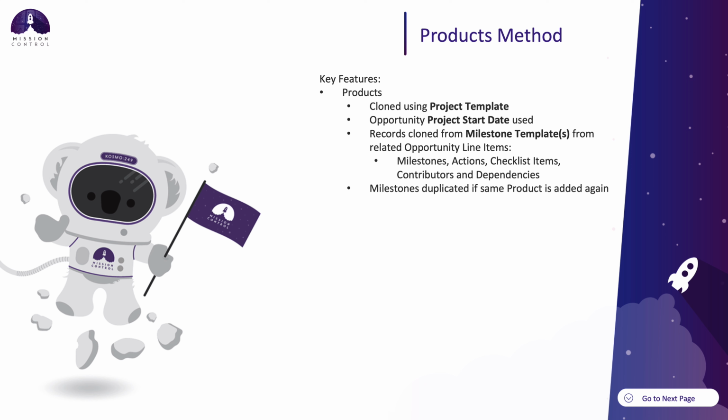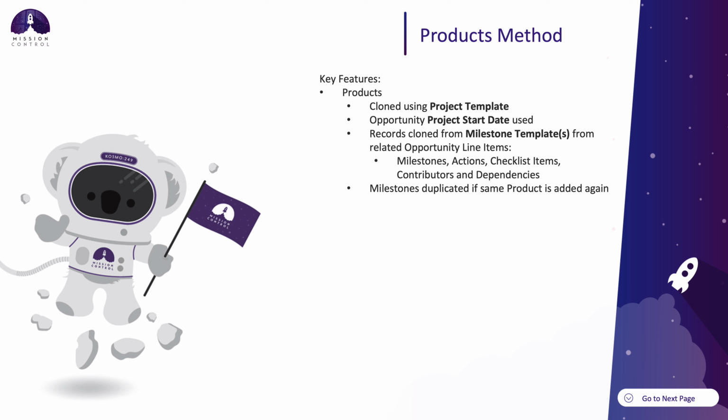Mission Control offers you the ability to auto-generate projects from an opportunity, and there are a few different ways you can generate a project from an opportunity. Today we'll be looking at the product generation method. The product generation method builds up the project plan based on the products associated with the opportunity, and the project start date is what is used to set the start date on the newly generated project.